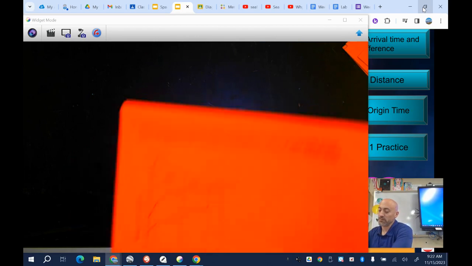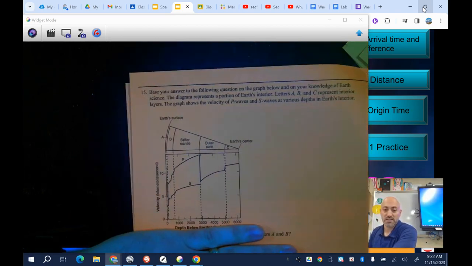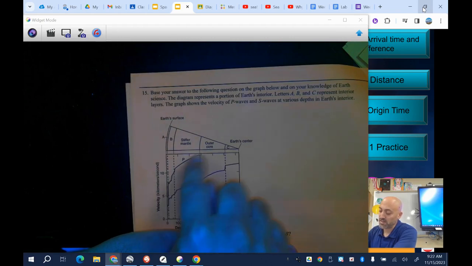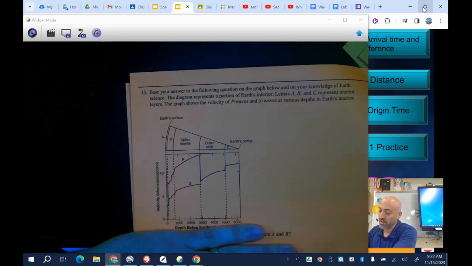And then another diagram here that you could look at ahead of time that's showing the different layers and what's happening to P waves and S waves, the velocity of them through those different layers. Make sure you can name the layers.